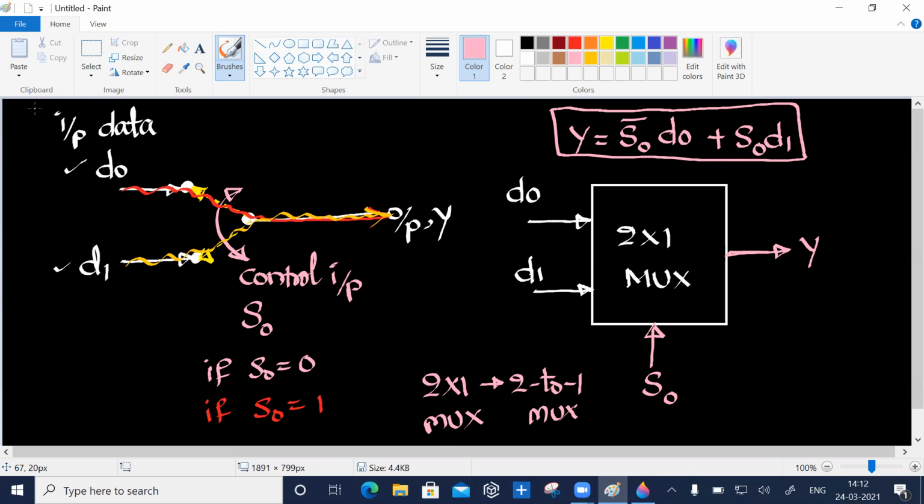Okay. Yes, I got my mouse and let me cut this portion.